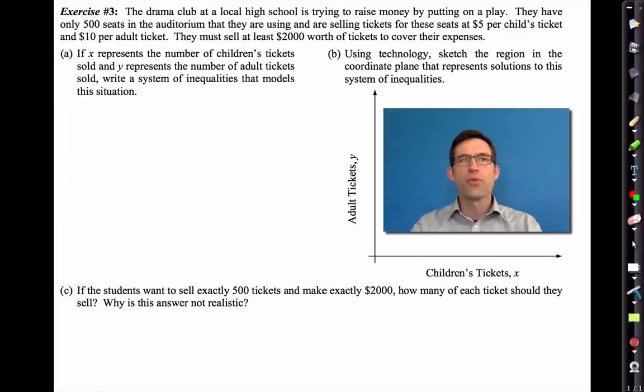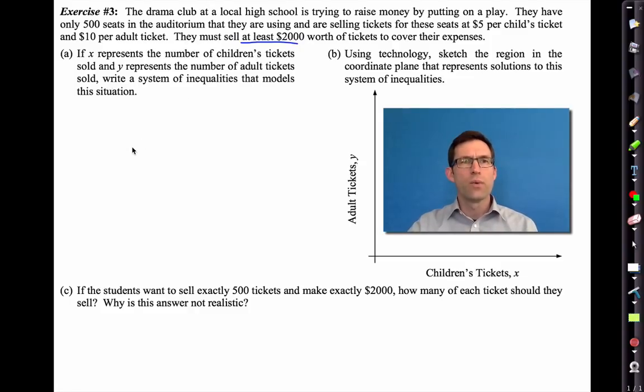Exercise number 3. A drama club at a local high school is trying to raise money by putting on a play. They have only 500 seats in the auditorium that they are using and are selling tickets for these seats at $5 per child's ticket and $10 per adult ticket. They must sell at least $2,000 worth of tickets to cover their expenses. That's an important constraint, at least $2,000 worth of tickets. X represents the children's tickets. Y represents the number of adult tickets sold. Write a system of inequalities that models this situation.